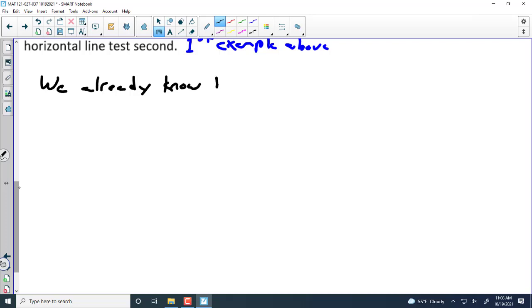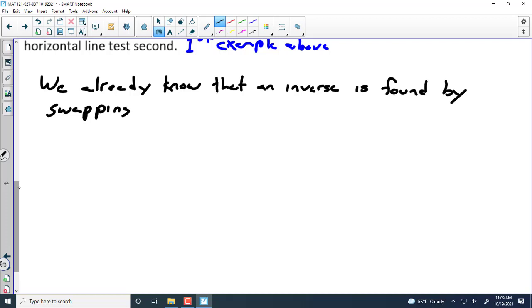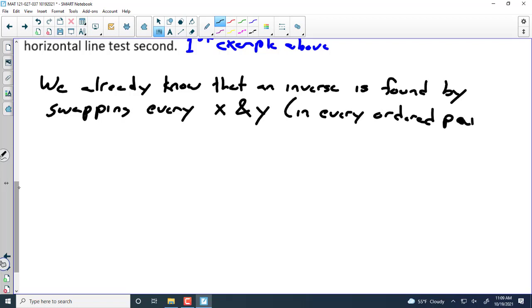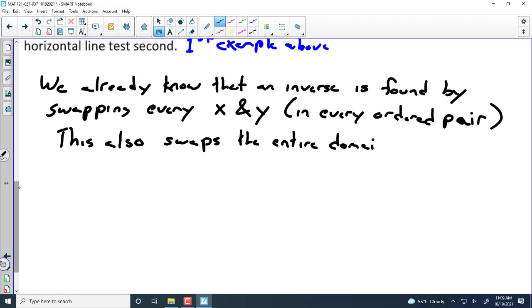We already know that an inverse is found by swapping every x and y in every ordered pair. This also swaps the entire domain with the entire range.